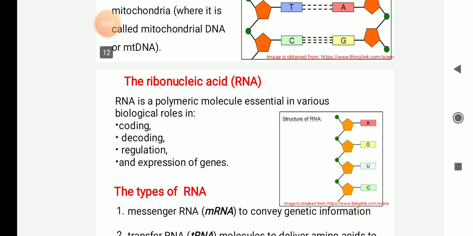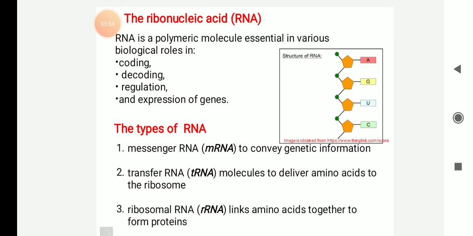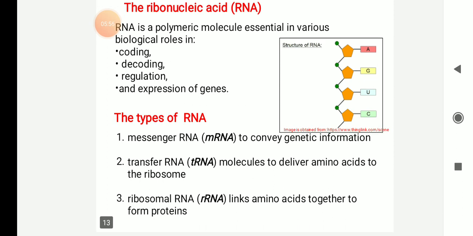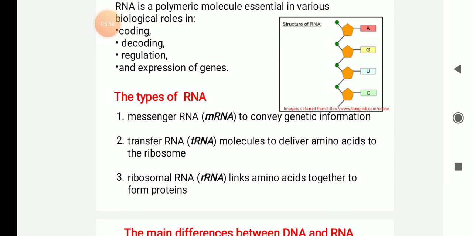Next is the RNA. RNA is a polymeric molecule essential in various biological roles like coding, decoding, regulation and expression of genes. There are three types of RNA: mRNA, that is messenger RNA; tRNA, transfer RNA; and ribosomal RNA, called rRNA.